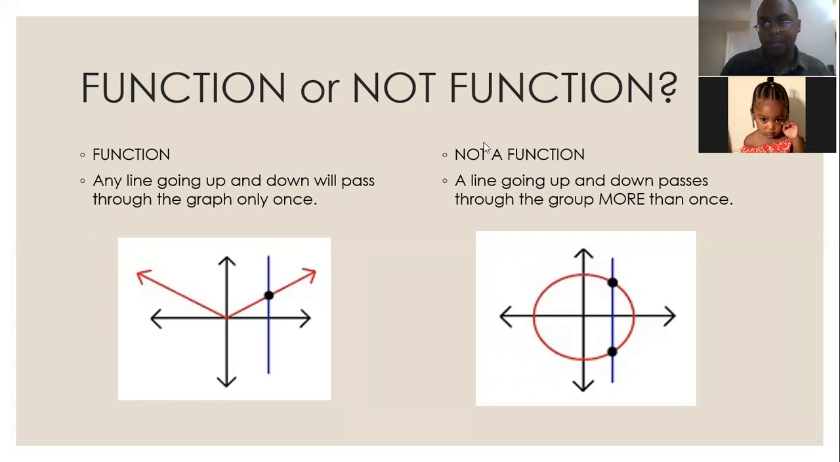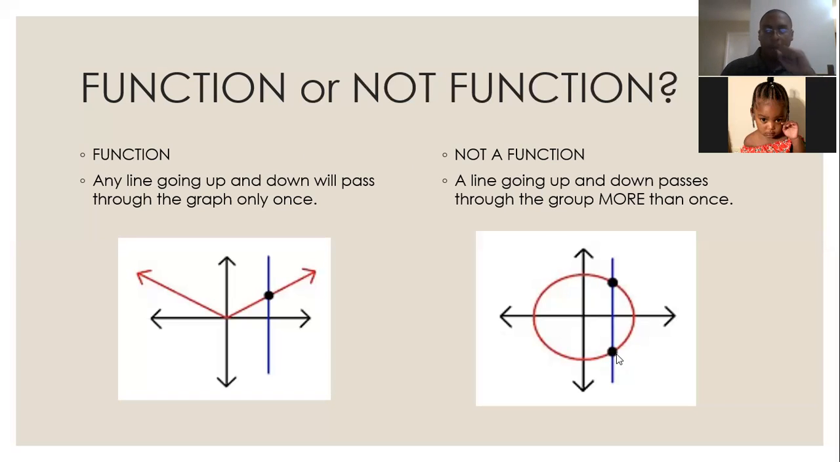If I draw a line right there, oh, that goes through it twice. It hits here and it hits there. That's it. All right, that's a function. It passes the vertical line test, the pencil test. This is not a function, it fails it.